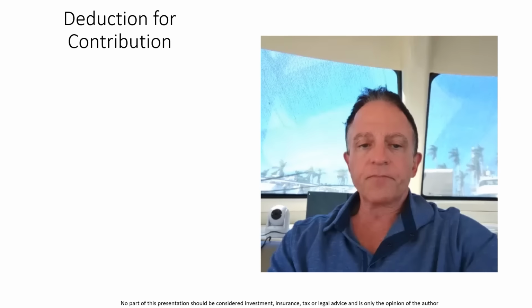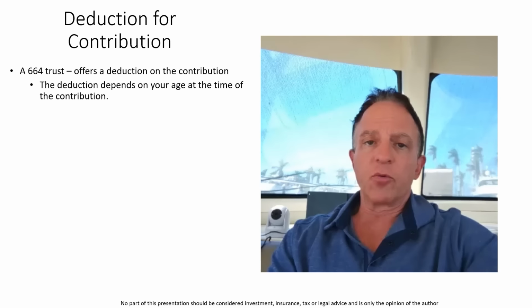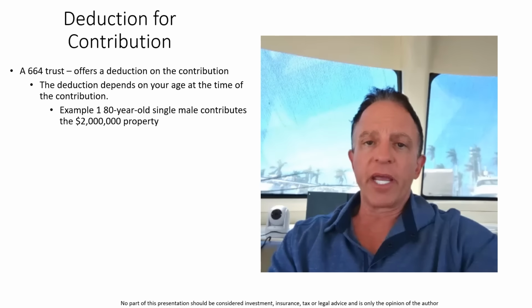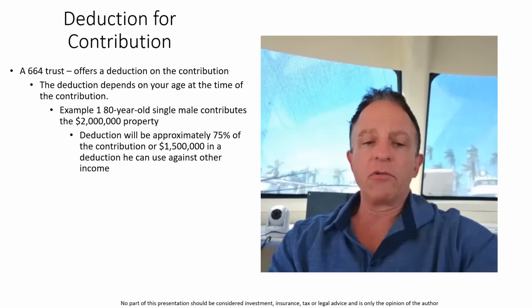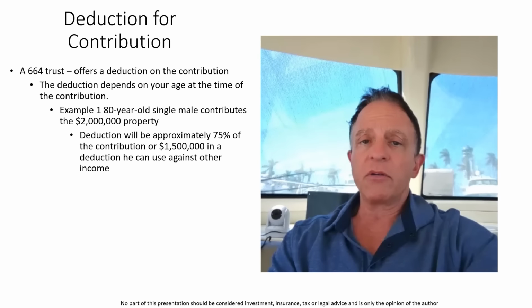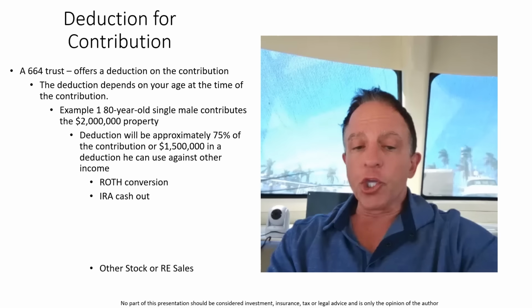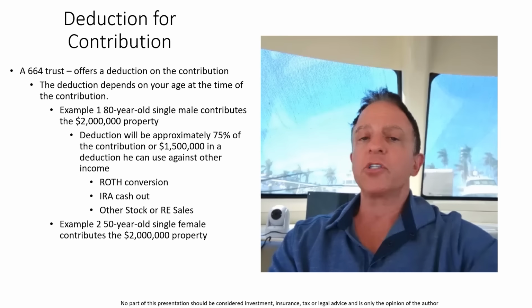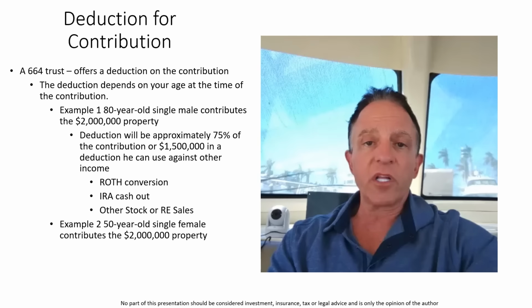So, deduction for contribution. It offers you a deduction when you put it in, again, based upon your age and the current interest rate. So for example, if I take an 80-year-old single male, they're going to probably get 75% as a deduction ratio, or of the $2 million, they're going to be able to deduct $1.5 million. And they can use that against Roth conversions, IRA cash outs, even other stock or real estate sales.